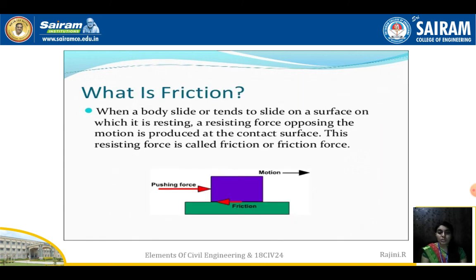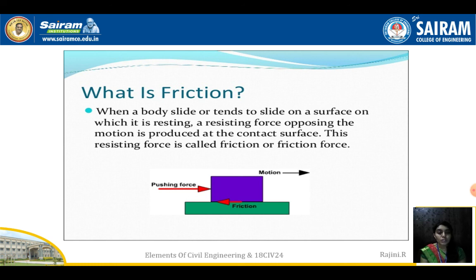Okay, what is friction? When a body slides or tends to slide on a surface on which it is resting, a resisting force opposing the motion is produced at the contact surface. This resisting force is called a frictional force. You can see in the figure that the blue object is resting on the green platform. If the motion is going rightwards, for example, someone is pushing that object, or imagine it as a brick, all right? If someone is pushing from that side, frictional force will develop on the opposite side, right?